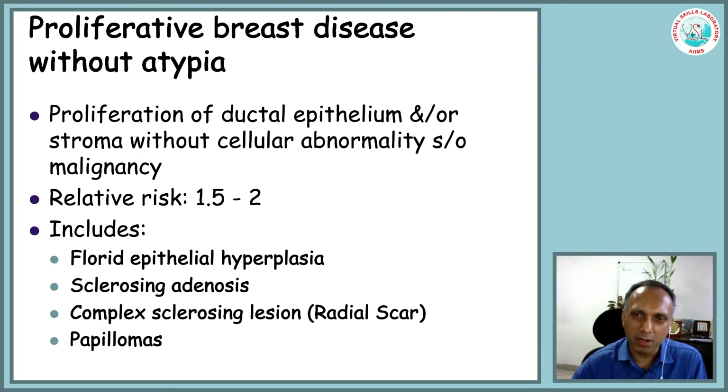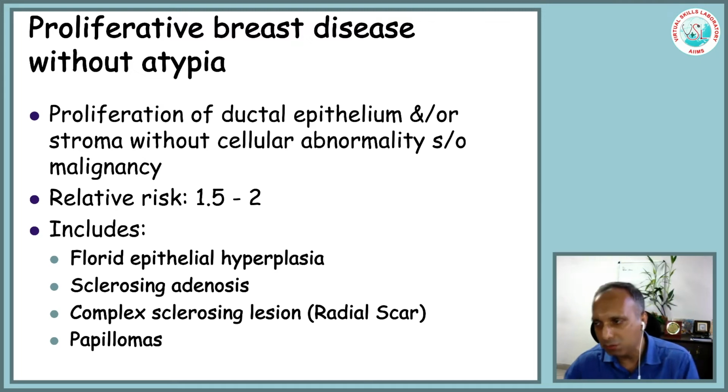So there are proliferative breast diseases which are divided into proliferative diseases without atypia and proliferative disease with atypia. Today we are going to talk mainly about proliferative breast disease without atypia. As the word suggests, proliferation pertains to ductal epithelium without cellular abnormalities suggestive of malignancies.